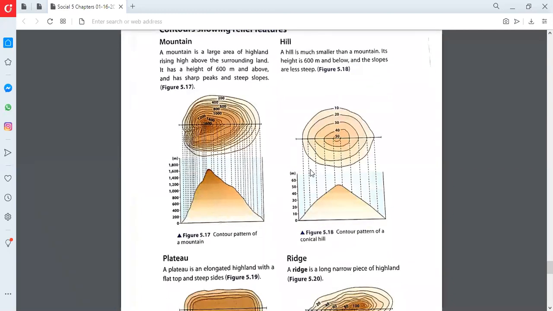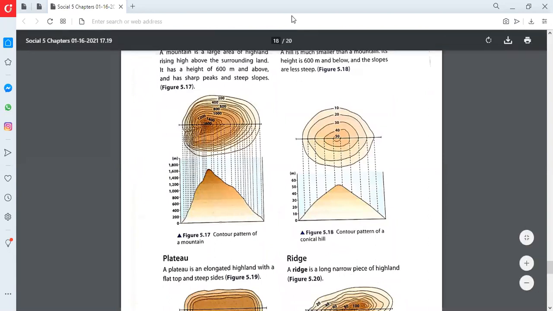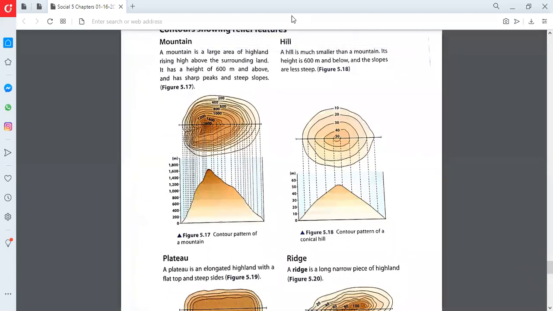That is how these contour lines show mountains, how these contour lines show hills, and how these contour lines show plateau and ridge in the map. If you see, this is the way they represent the mountain on the map. These contour lines are representing the hill.